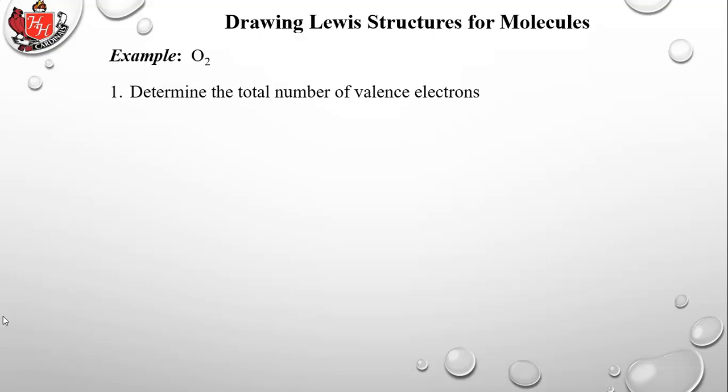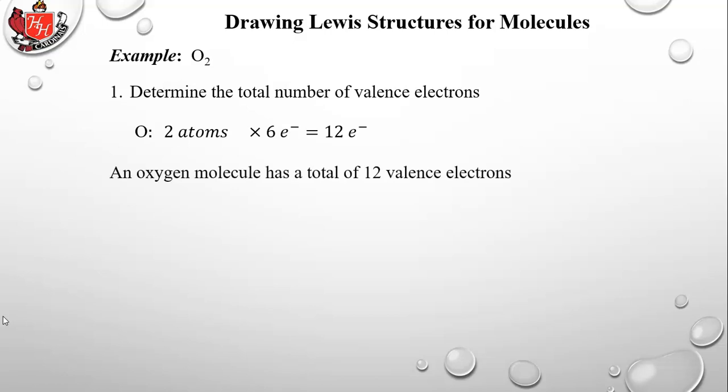So 1, determine the total number of valence electrons. We have 2 atoms of oxygen, each with 6 valence electrons. Be sure you know how to determine that. It's the 6th element from the left in the 2nd row. That means it has 6 valence electrons. So the 2 of them together have a total of 12 valence electrons. So an oxygen molecule has a total of 12 valence electrons.